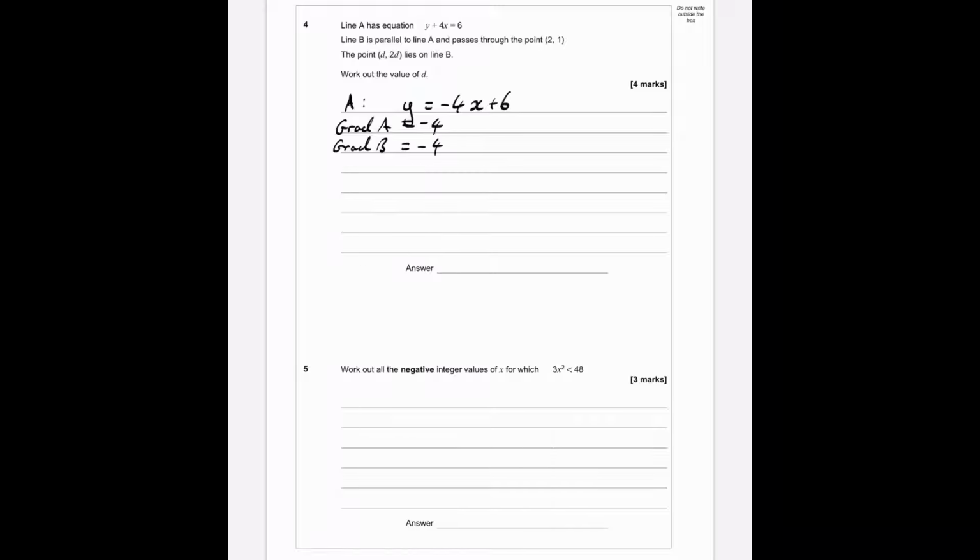We know that b passes through the point (2, 1), and so that's enough to construct the equation of the line b, y minus y1 equals m(x minus x1). Substitute our points in.